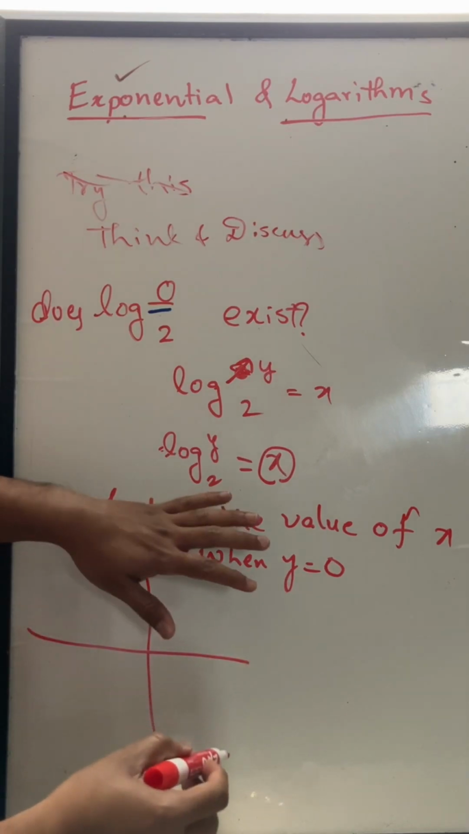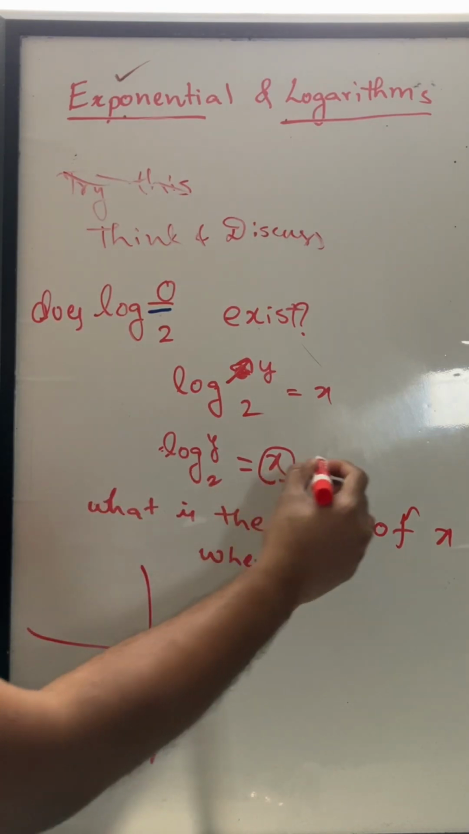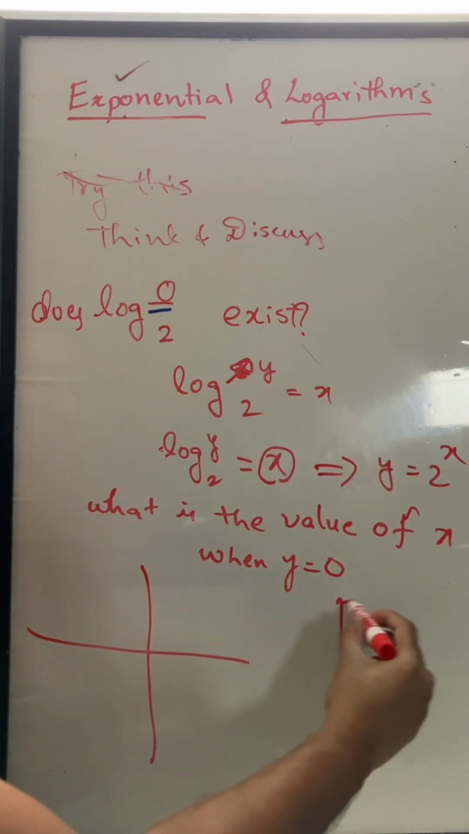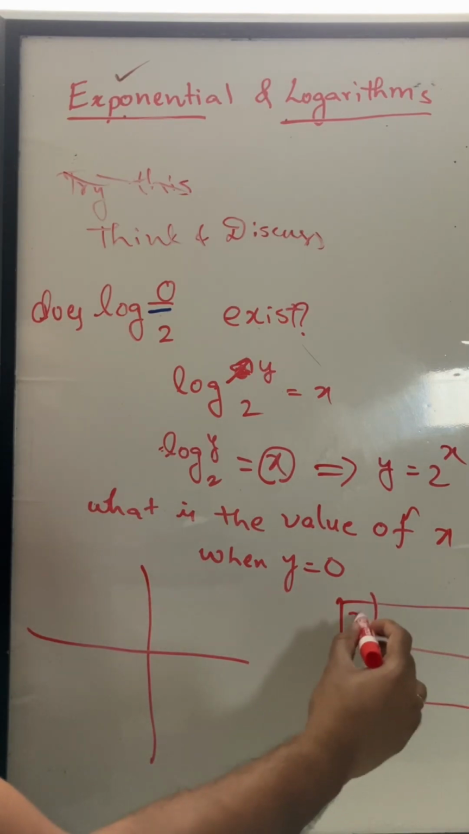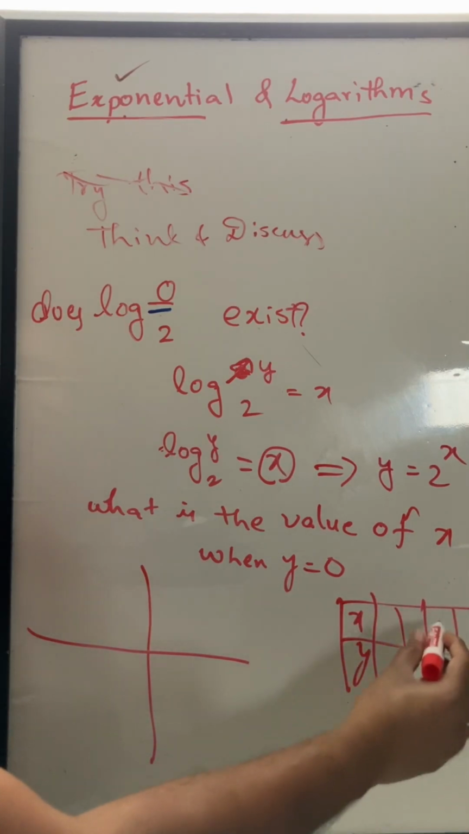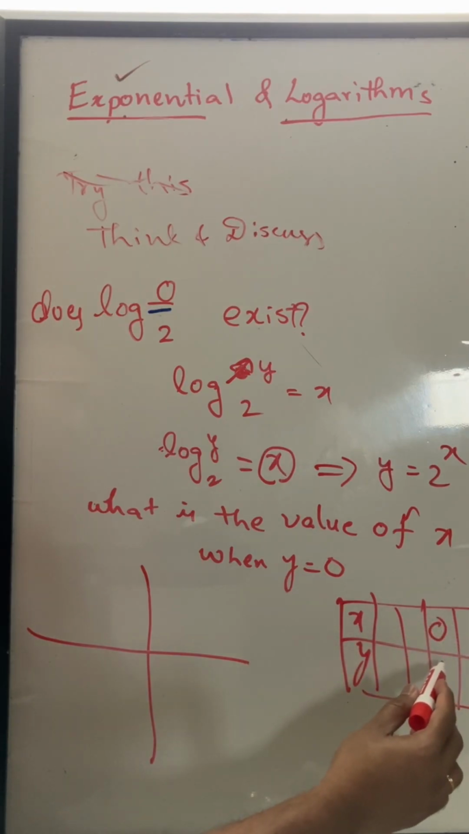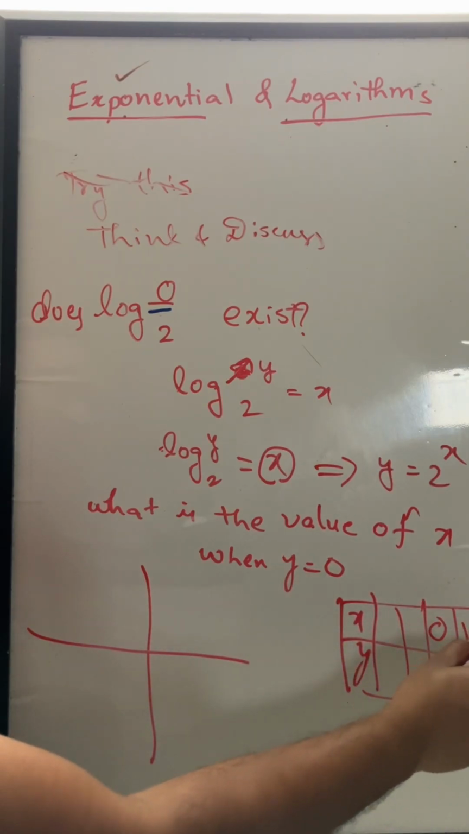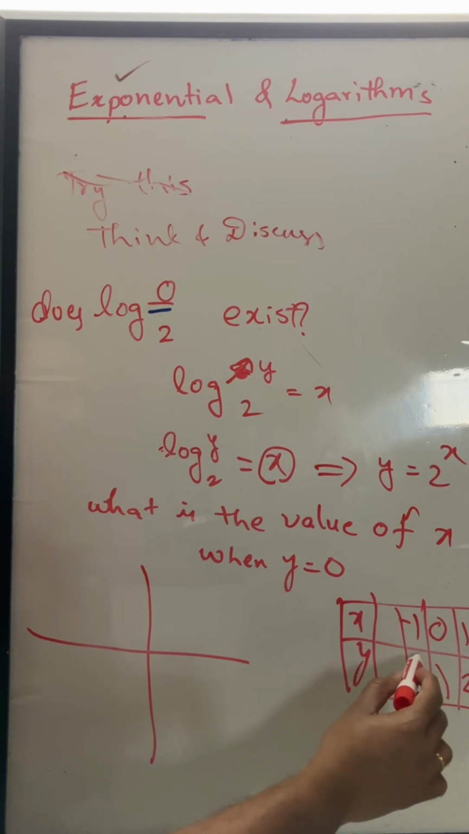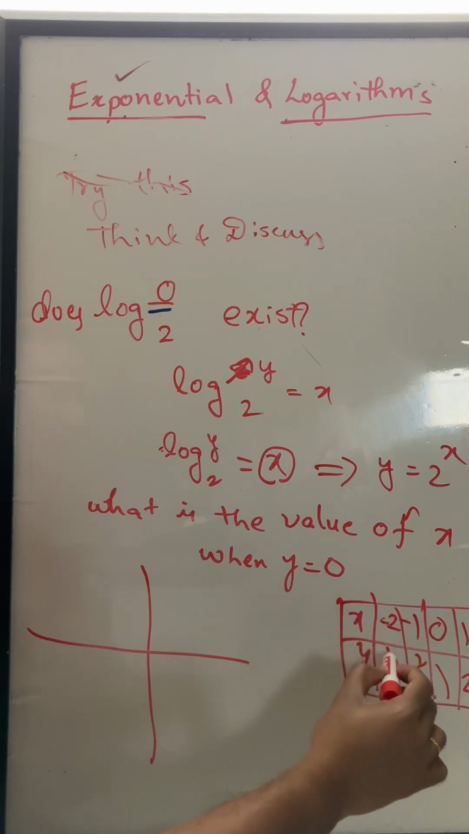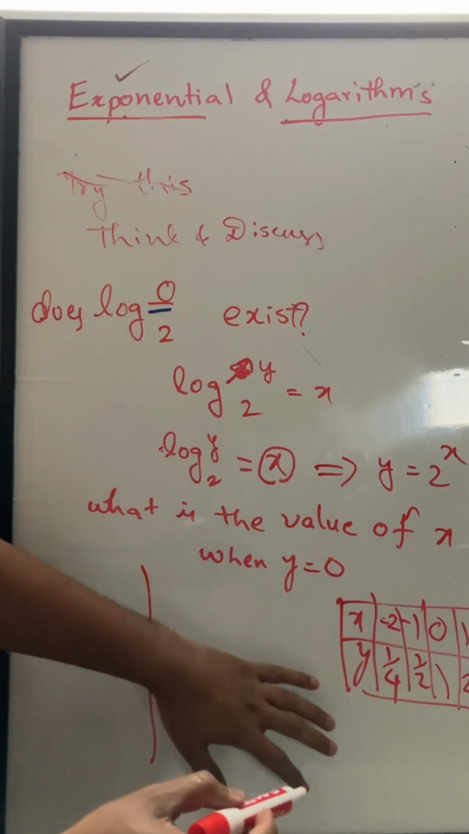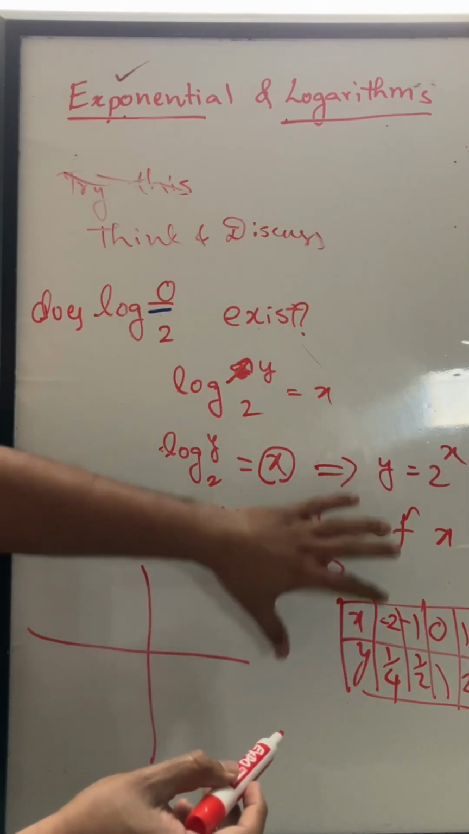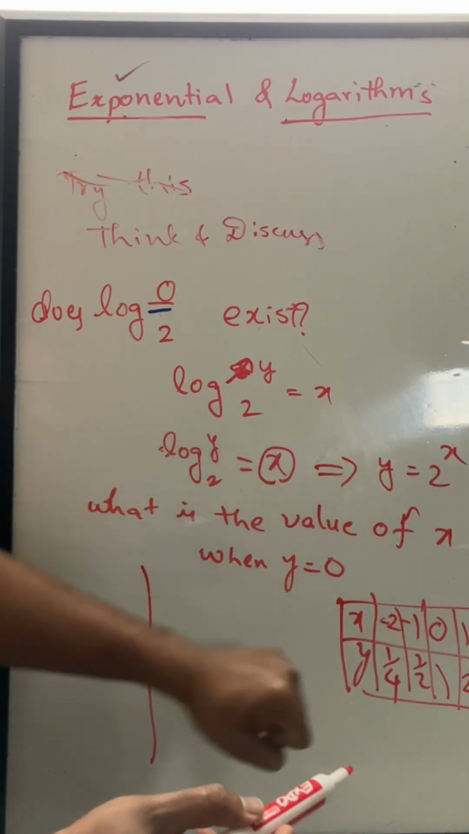We already discussed how to plot the graph for this one. This is nothing but y equal to 2 to the power of x. So a quick table of x and y: when x equal to 0, y equal to 1; when x equal to 1, y equal to 2; when x equal to 2, y equal to 4; when x equal to negative 1, y equal to half; when x equal to negative 2, 1 by 4. If you don't understand this, you can go back and refer to the graphs. I explained how to plot the graph for y equal to 2 power of x. That is an exponential graph.